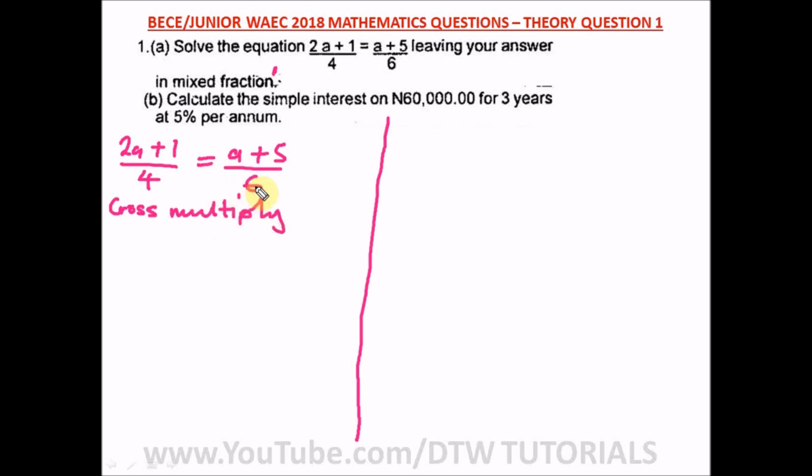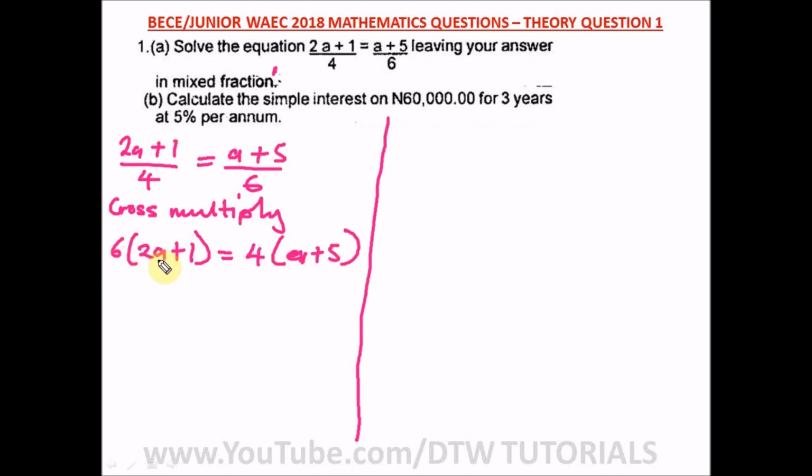Okay, so 6 will multiply this, while 4 is going to multiply this. So we have 6 bracket 2a plus 1, close the bracket, equal to 4 bracket a plus 5. All right, so let's open up the bracket now.